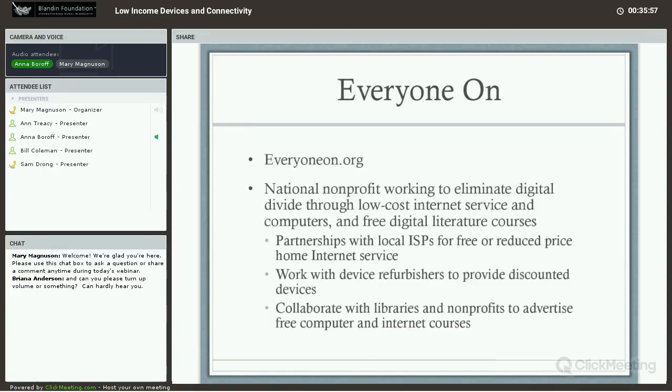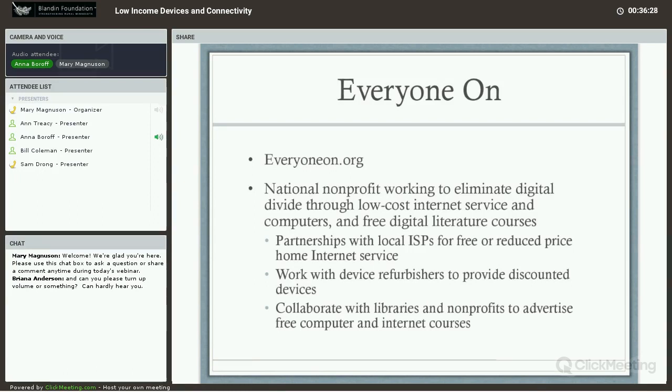So not just the reduced price broadband, but also connecting in terms of the technology that folks might be interested in getting. It's a partnership with the local internet service providers for that free or reduced price internet service, but they also do other things like work with the device refurbishers to provide those discounted devices. And then they also collaborate to do free computer and internet courses, which is pretty cool.